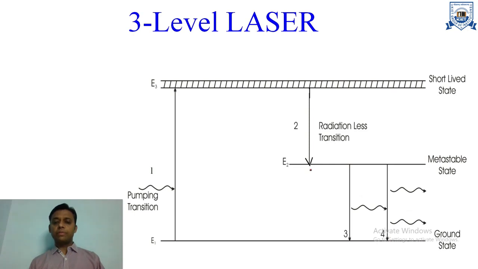From E2 there will be a first spontaneous emission, that is transition number 3. This spontaneous transition will stimulate other photons to come down to the lower state, and now we have two photons. These two photons will knock out other atoms to come down to the lower state, and this process goes on several times, and finally we will get a highly collimated beam between the E2 and E1 states. So this is the energy level diagram of 3 level lasers.